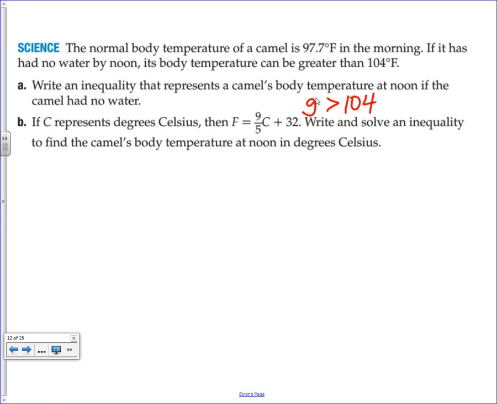How am I going to do that? They give me this equation right here. I have to plug in what? Is it 104 in degrees Fahrenheit? So I'm going to take this 104 and I'm going to put it in for the F. And then if I isolate the C, then I'll know what the degree Celsius is.